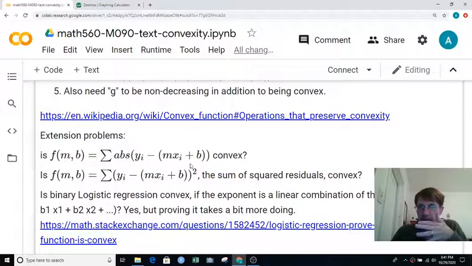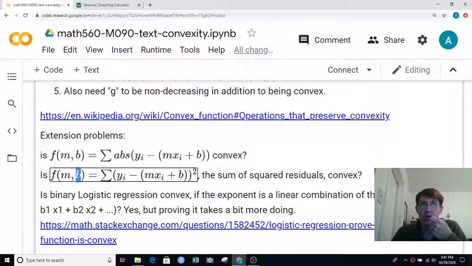So some other problems you can think about. Can we use these properties to talk about whether this sum of absolute residuals is convex? Is the sum of squared residuals convex? How about binary logistic regression? Is that convex in the parameters that we're using? It turns out it is, and here's a proof of it. It takes a bit more doing than you would hope.